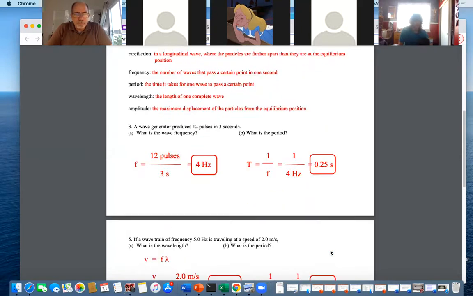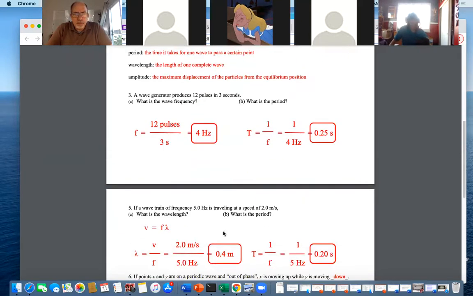Okay. Number 4, a wave train has frequency 5 hertz traveling at 2 meters per second. What is the wavelength? From v equals f lambda, divide out the frequency, okay? To get lambda equals the speed divided by the frequency. 2 divided by 5, that's 0.4. And then hertz, recall hertz is 1/seconds. So that second down there is going to cancel this second up here, and we'll have meters over 1, or just meters. So 0.4 meters for that.